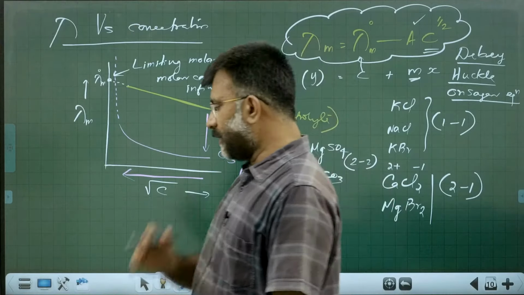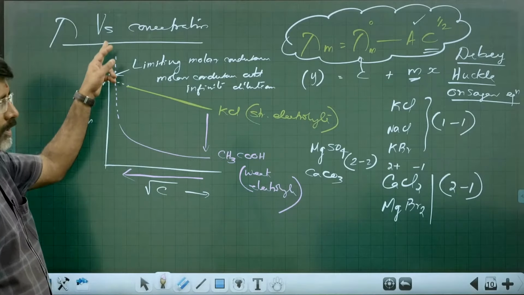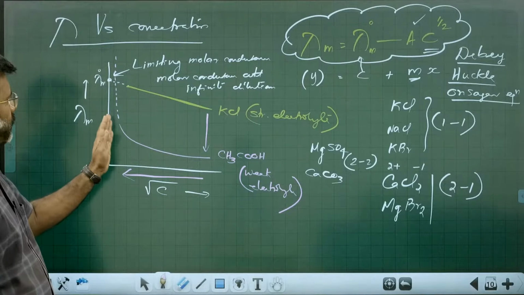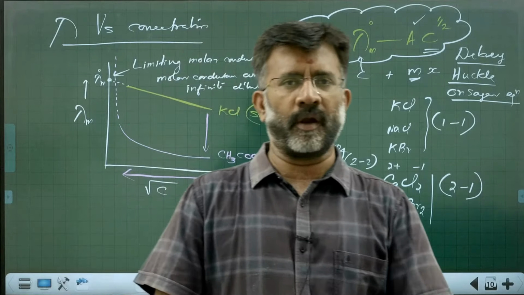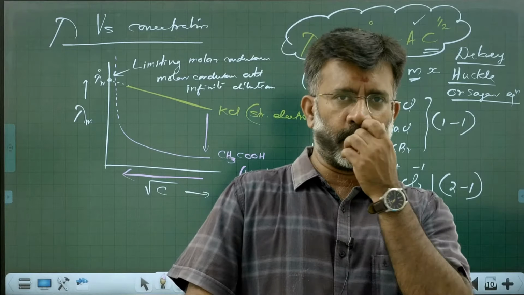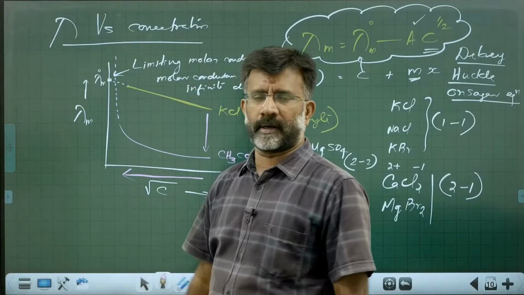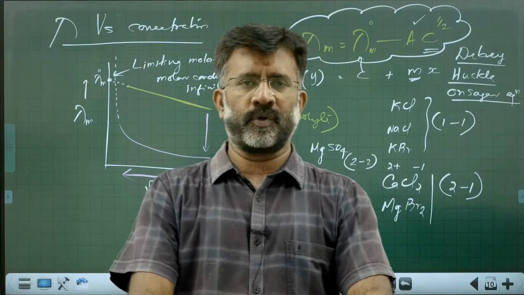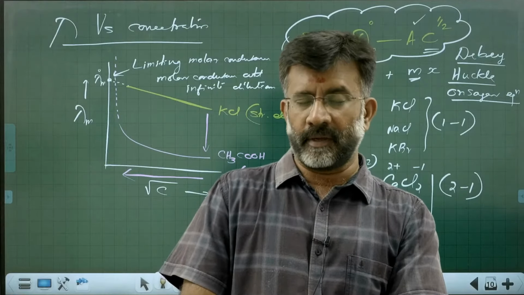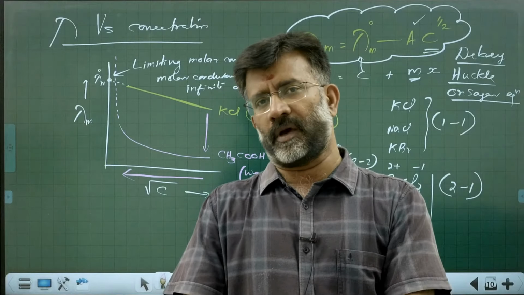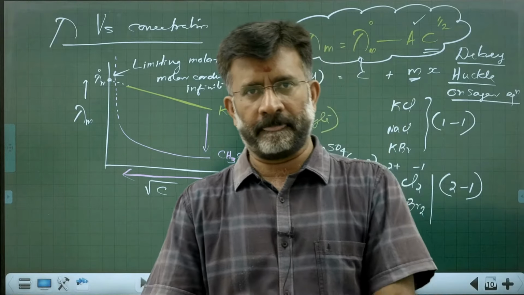The quite interesting point is that it is not a linear graph, it makes an exponential change, and the graph moves almost parallel to the y-axis. That means you cannot find the lambda naught value here, whereas for strong electrolytes we can. So the limiting molar conductance at infinite dilution for a weak electrolyte cannot be determined experimentally.